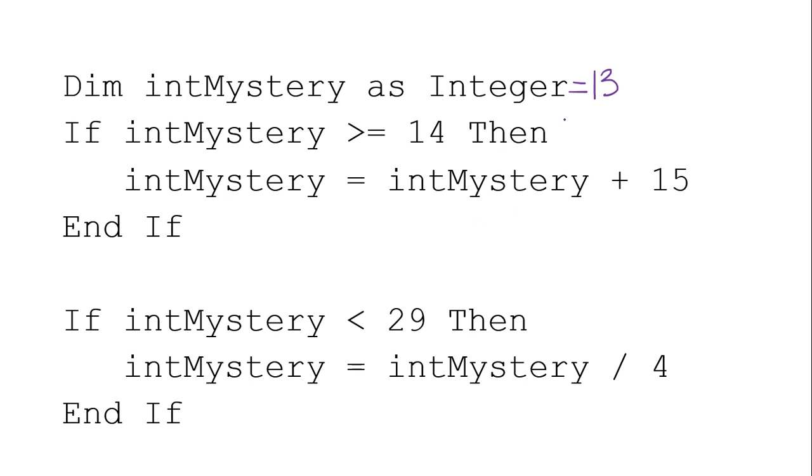That's okay. Alright, so 13. First thing, is int mystery greater than or equal to 14? Well, 13 is not greater than or equal to 14, right? So this will not happen. Let's go to the next one. Is 13 less than 29? Yes, right? That is a true statement. So I will take 13 and divide that by 4. 13 divided by 4 is 3, and some change. So in this case, int mystery would have a value of 3.